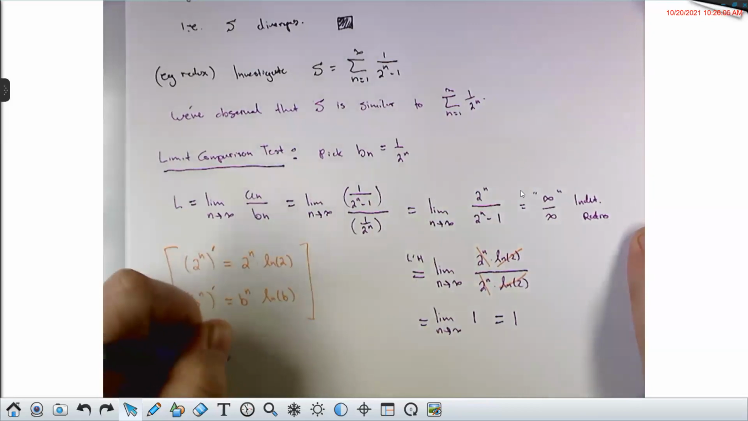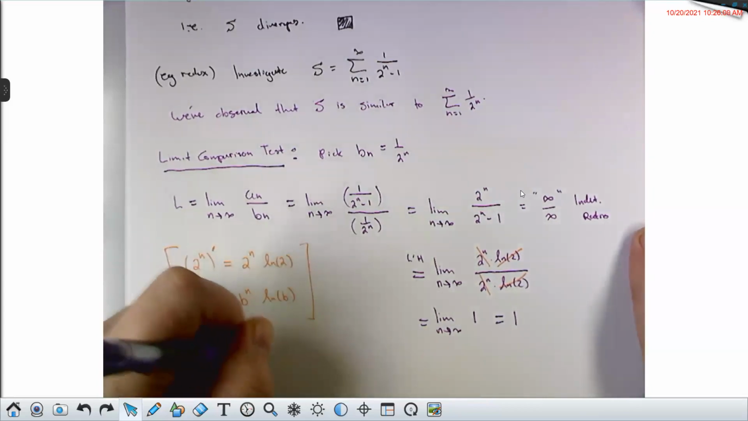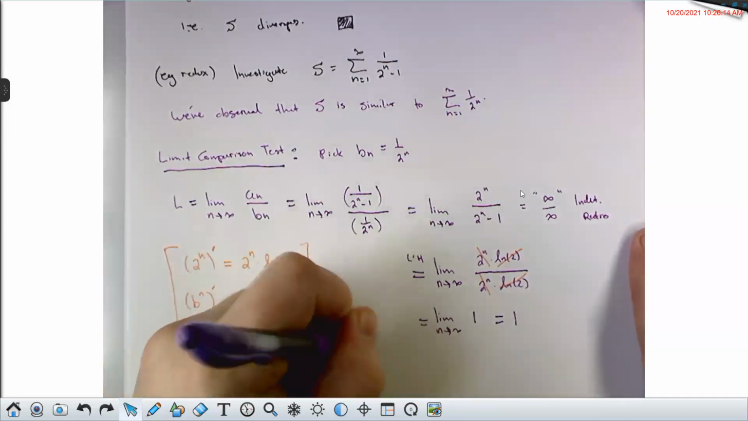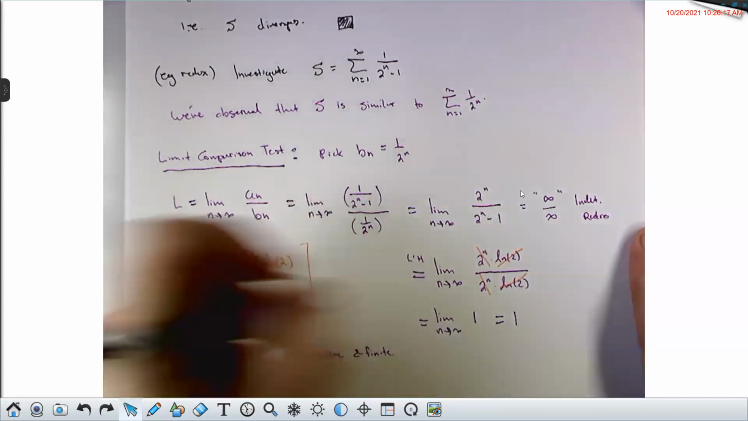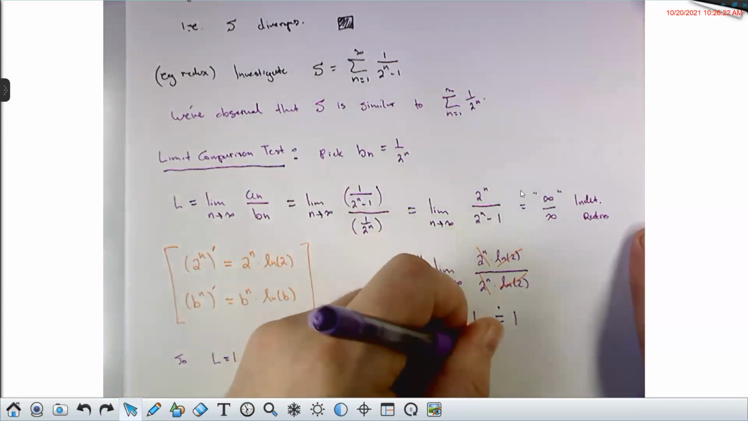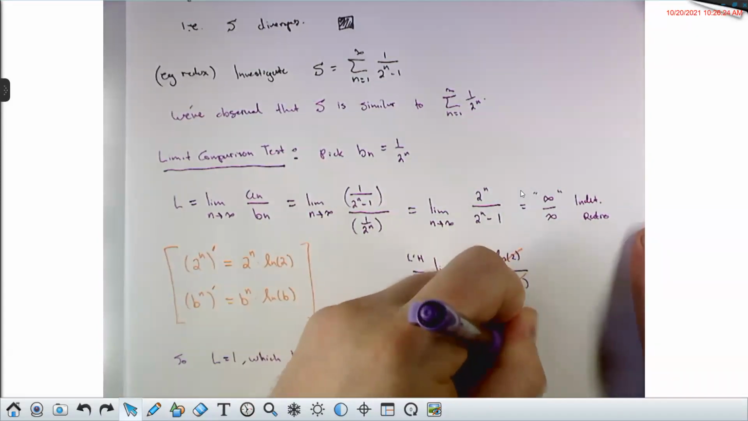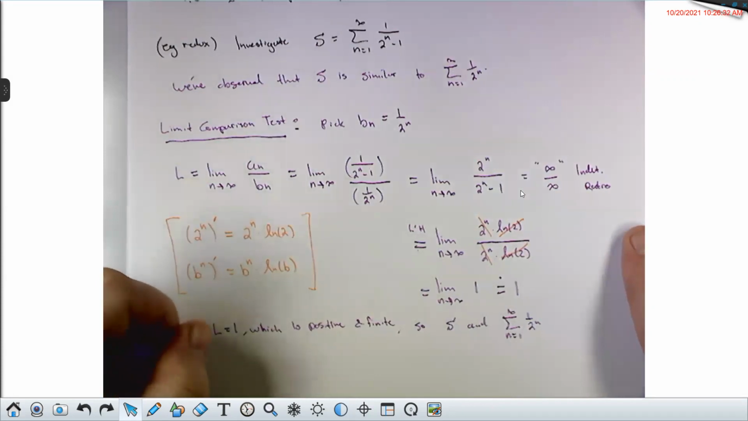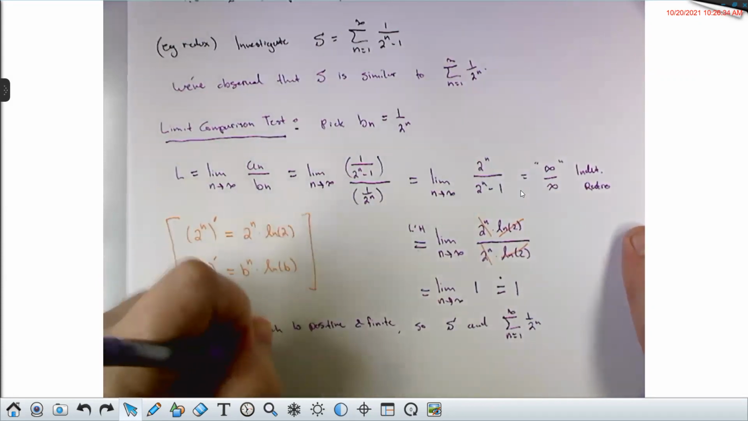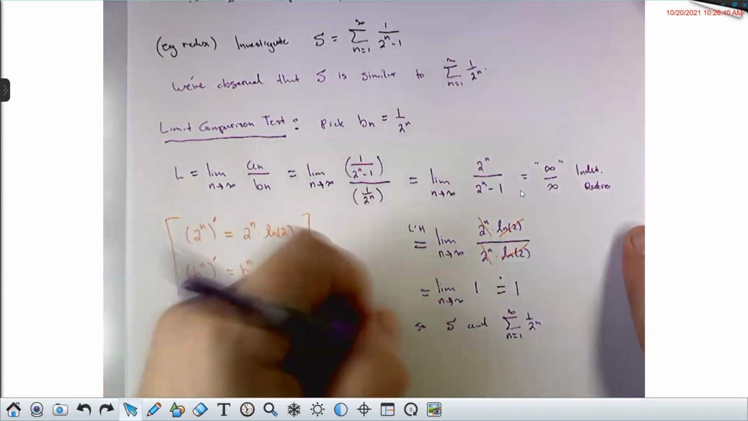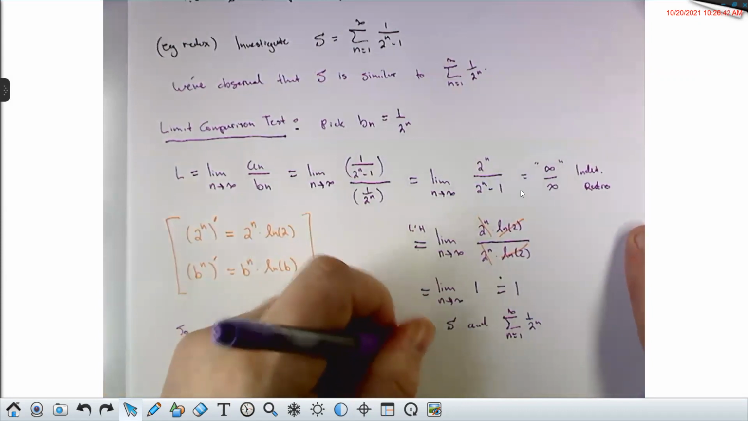So L equals 1, which is positive and finite. So our series S and sigma n from 1 to infinity, 1 over 2 to the n, do the same thing. They converge or diverge together by the limit comparison test.